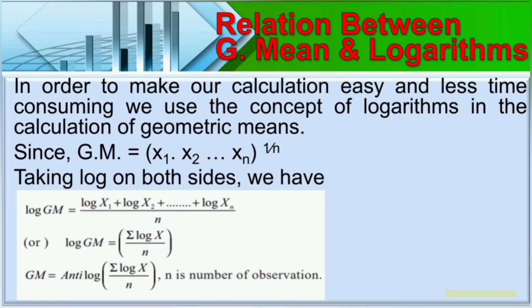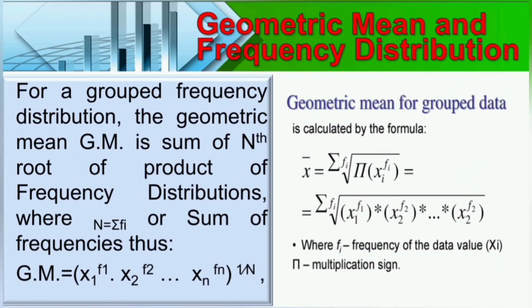Relation between geometric mean and logarithm. In order to make our calculation easy and less time consuming, we use the concept of logarithms in the calculation of geometric mean. Since geometric mean is the nth root of the product of the observations, taking log on both sides, we have the geometric mean is equal to the antilog of the sum of log x divided by n, where n is the number of observations.